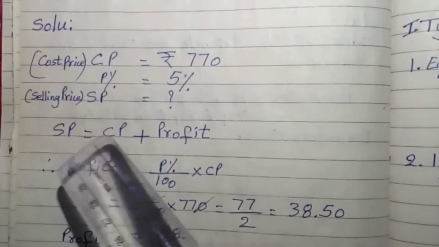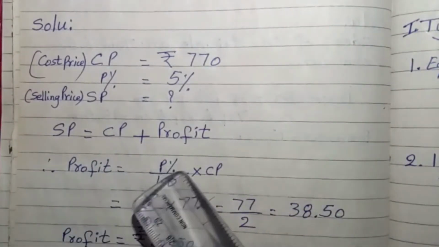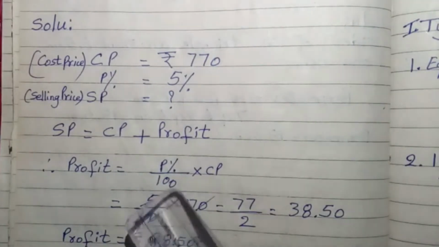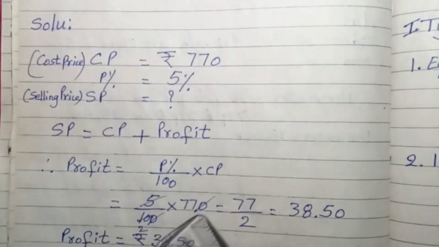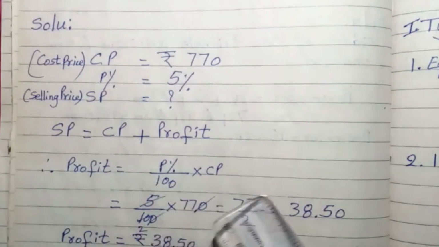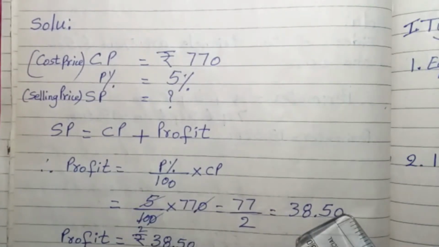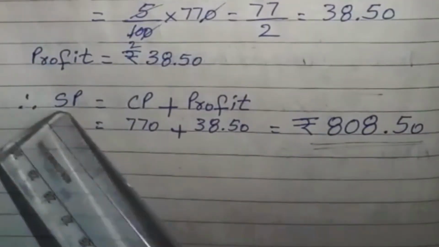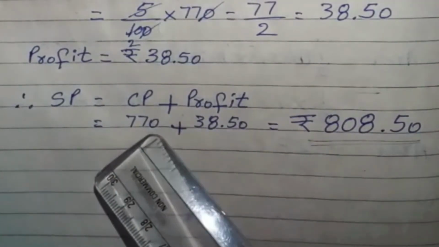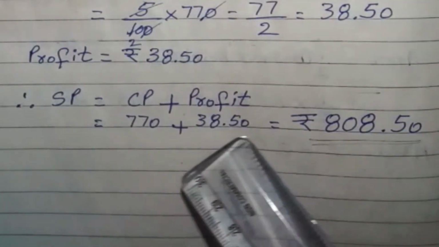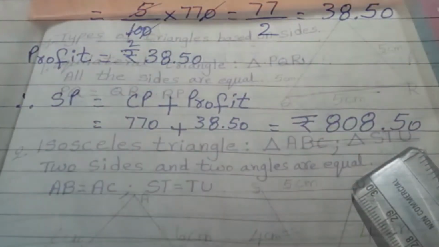Selling price is equal to cost price plus profit. Profit is equal to profit percentage by 100 into cost price. That is equal to 5 by 100 into 770. That is equal to 77 by 2. That is equal to 38 rupees 50 paise. Selling price is equal to cost price plus profit. That is equal to 770 plus 38 rupees 50 paise. That is equal to 808 rupees 50 paise.